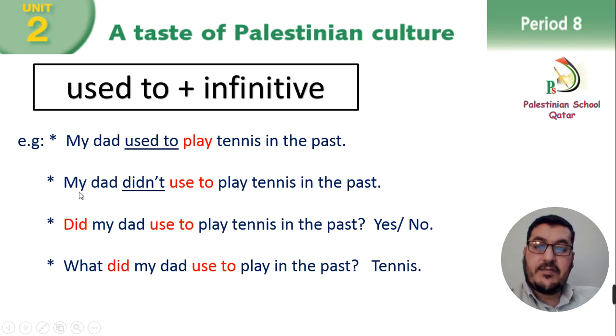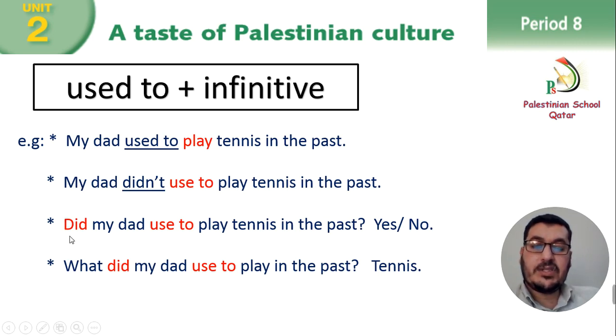Change it to negative. My dad didn't use to play tennis in the past. Here I put didn't because we have it in the past, negative past. So when we have did, we change used from past to present use without d. My dad didn't use to play tennis in the past.